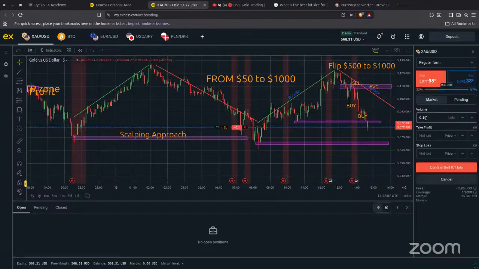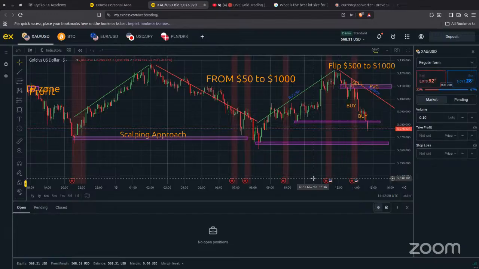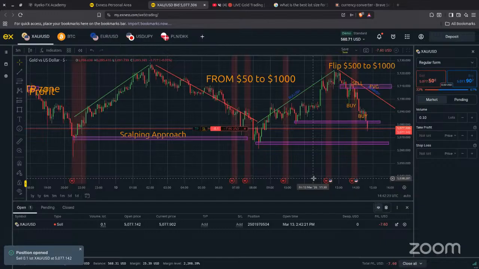But there's also a lot size. If I increase it, I make more money. If I'm very sure, I increase it, I make more money. But I put it at 0.01. So the money that I make is kind of small. It's called risk management. So now that's what happens.